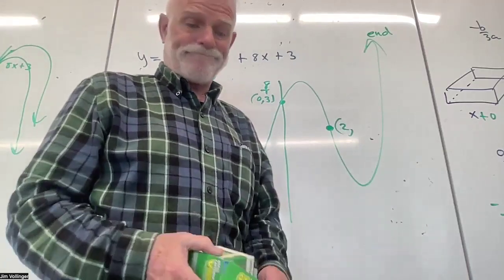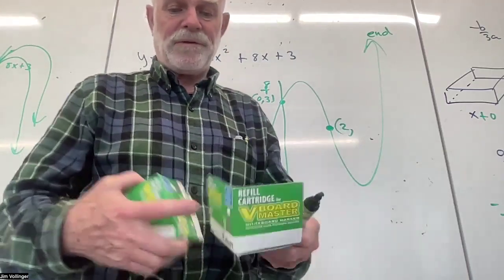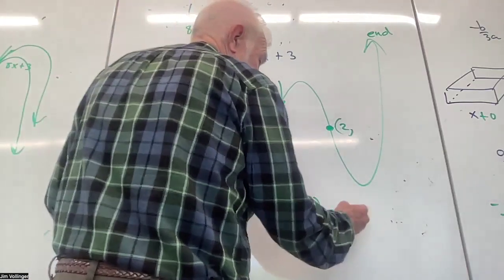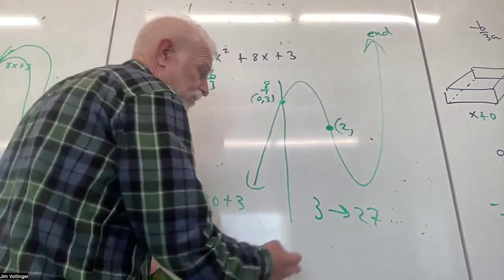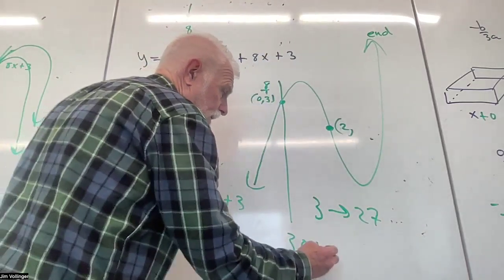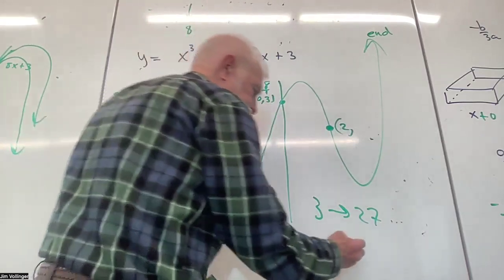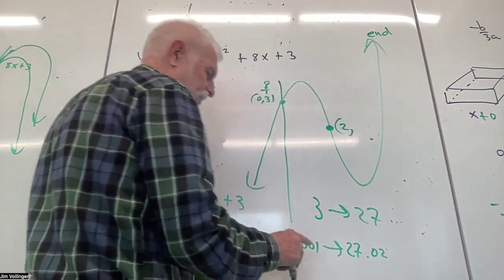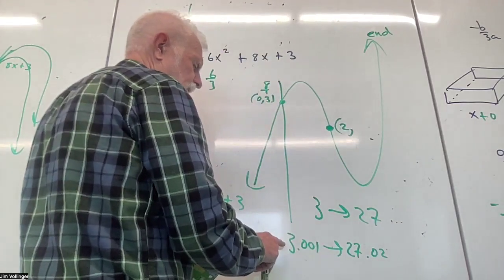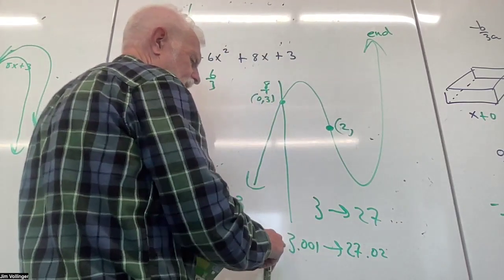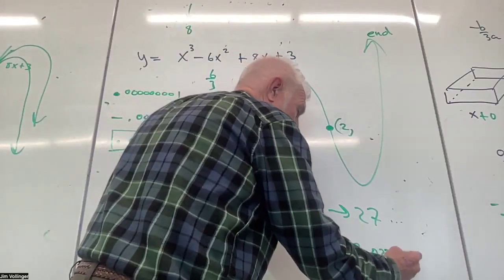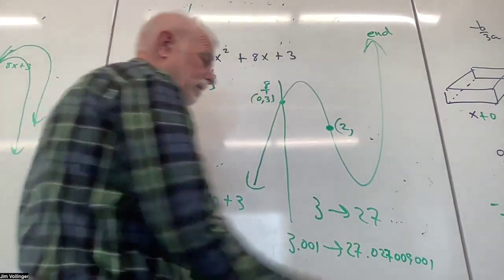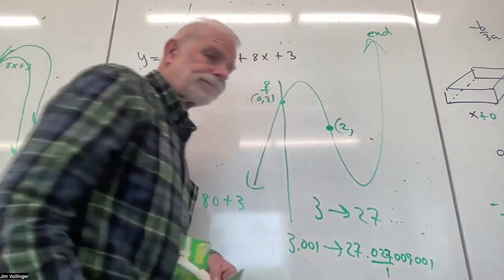And then you've got 3 squares. So if I was to cube 3, I'd get 27. And if I were to cube 3.001, I get 27.02. Let me make sure I got this right. 3 squared, 3x squared. Yeah, 27.009001. Took me a minute, right? And that's going up at 27 to 1.